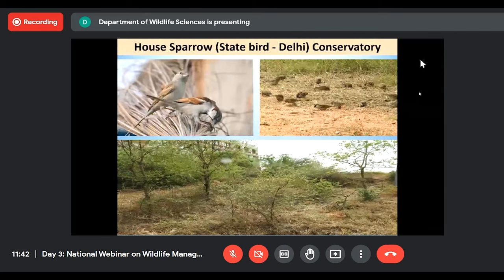We have developed a small area as a conservatory for the house sparrow, the State Bird of Delhi. I showed you in the previous slide. They are visiting and nesting here, and it is now home for the declining house sparrow population. Next, please.